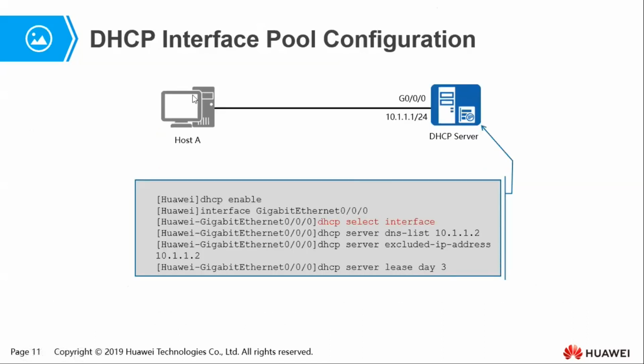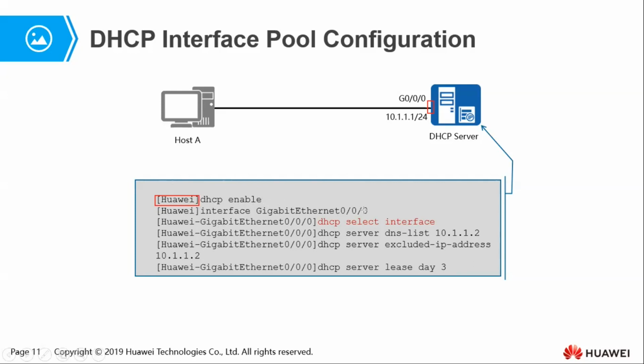So let's see how we configure the DHCP server to offer addresses on the interface pool. So here we are on this DHCP server. The first thing we need to do is to enable DHCP. We always call this on the global. Whenever we are enabling any protocol on system view and not in a particular interface, we always say we are enabling it on the global. So we enable DHCP on the global.